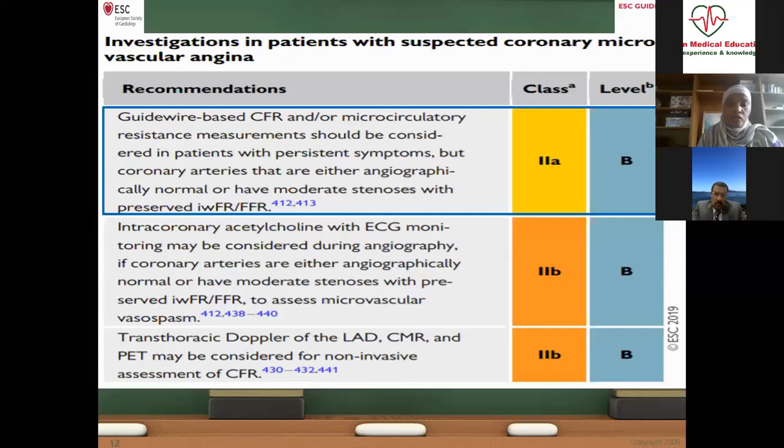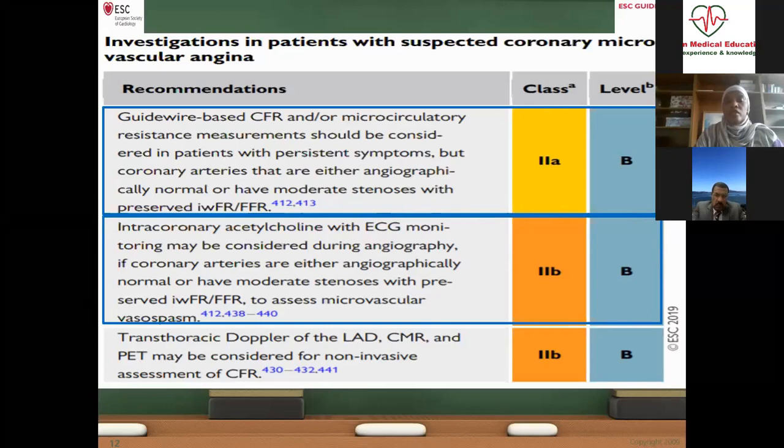If we go to the next, Abdulrhman, class 2B, you can assess those patients in the lab also with intracoronary acetylcholine with ECG monitoring. And of course, those patients have to get proper assessment with these tools in order to further diagnose them.